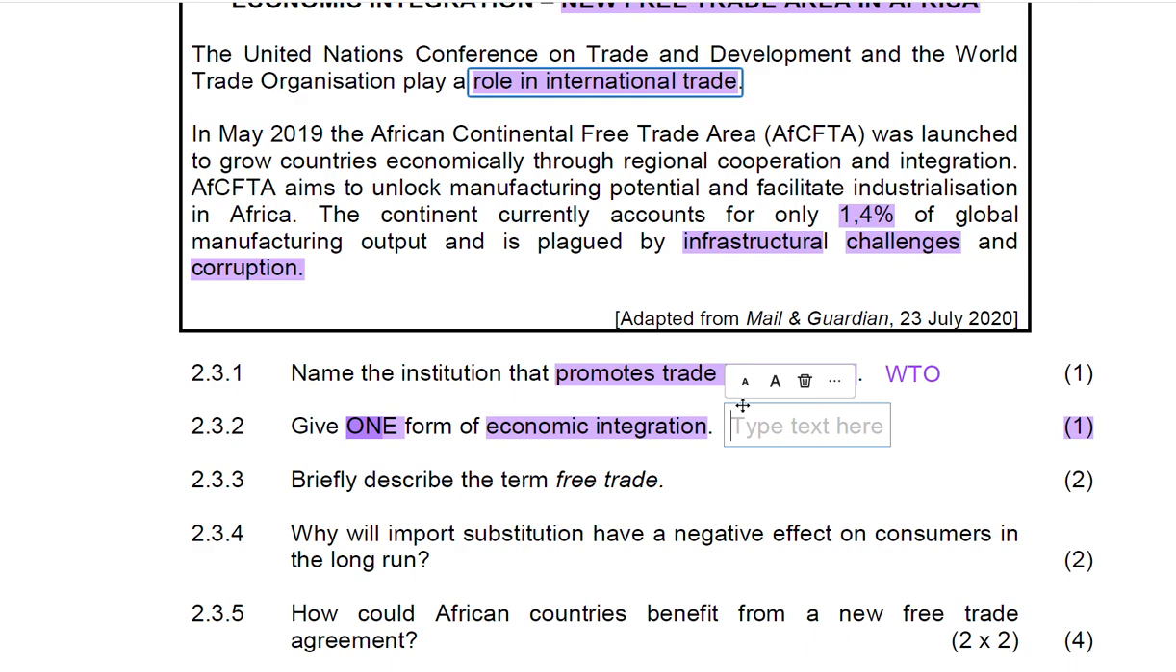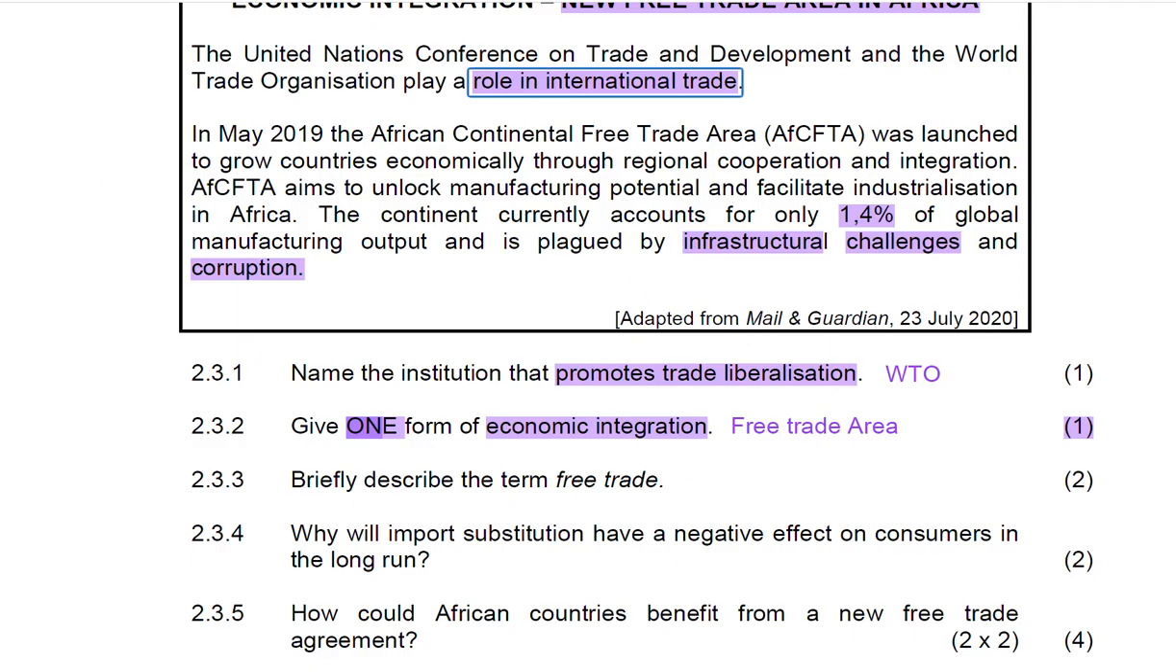If you're looking at economic integration, it's your customs unions, your common market, economic unions, monetary unions, and free trade area. So those are the forms of economic integration. So what will you put there? Free trade area. Just put free trade area. So that is one form of economic integration. However, obviously the others, which are monetary union, economic union, common market, as well as customs unions, are also part of economic integration. Now we're going to move to 2.3.3, briefly describe the term free trade.